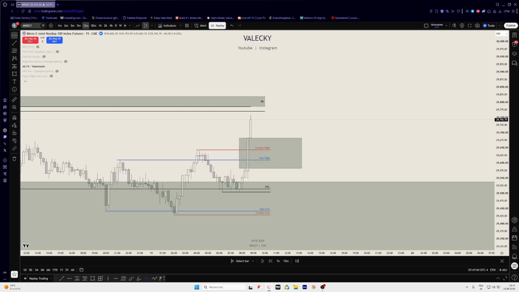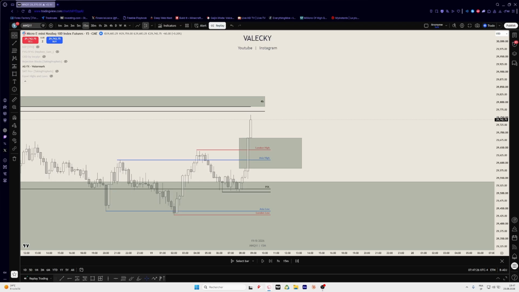Then what I want to see is, does price reject the level? Does it create any setups? Do I get the confirmation I need, like an IFVG? Or does price simply continue through the level? I'm not forcing anything, I'm just waiting. I don't want to predict what the market is going to do. I want to react to what the market is doing.